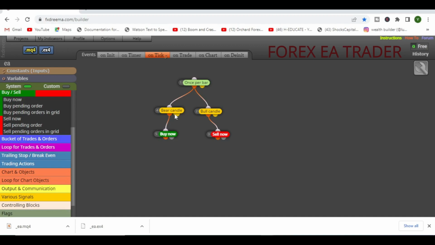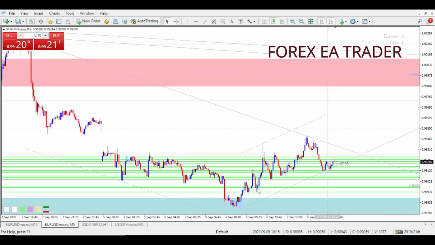So you have the choice of either using the bull candle for buys and the bearish candle for sells, or you can use the bull candles for sells and the bearish candles for buys so that you try to catch a better price for your entries. So yeah, this is the strategy.